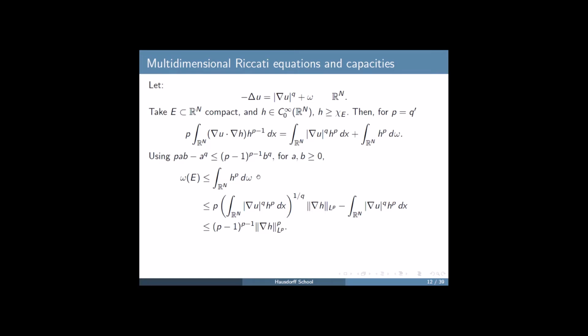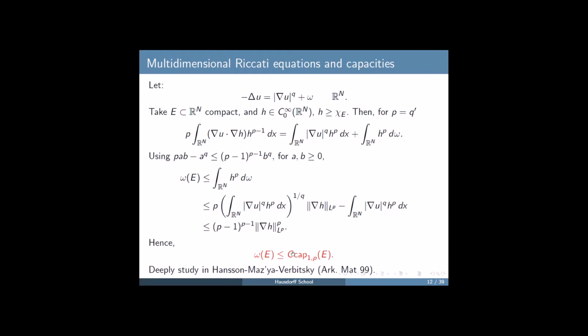And here, we can solve in this equality for that integral, and we can apply a Hölder inequality in this part in order to get this difference here. And now in this part, we can use this numerical inequality to get this final estimate. So now if you take the infimum over all functions h that satisfy these conditions, what we get is that the measure of the set E is controlled by the Bessel capacity of the set E, which in turn can be controlled by the Riesz capacity.